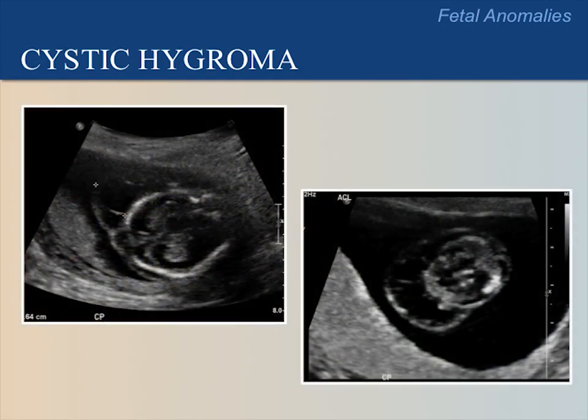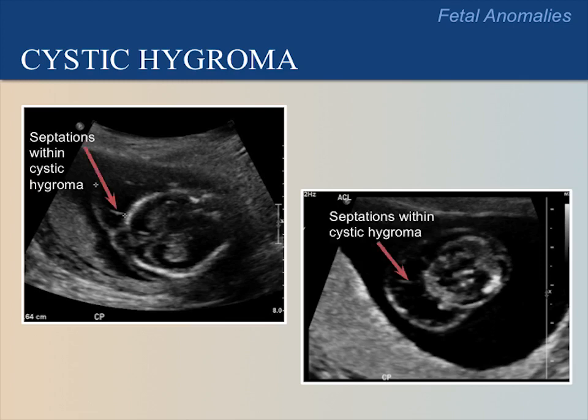These images show cystic hygromas behind the head. Please pause the video now to have participants point out the cystic hygroma and associated features. Here we have labeled the cystic hygromas and pointed out the thin lines or septations that are often seen within the mass. There may also be low amniotic fluid or oligohydramnios in the case shown on the left.